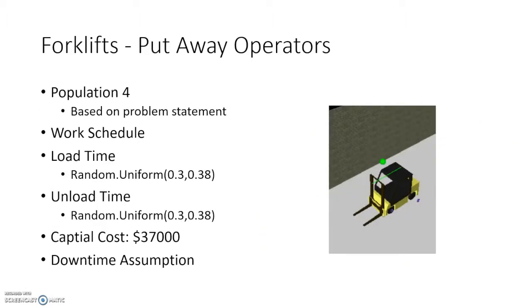Forklifts have a population of 4. This is based on the problem statement. They also follow the work schedule. Load time was based on a random uniform distribution. Unload time was also a random uniform distribution. For the cost analysis, we used the 37,000 from the problem statement. We also made the assumption, based on the problem statement saying there were more than enough forklifts, that there would not be any downtime problems, and that the population of 4 was based on that many put-away operators being available.